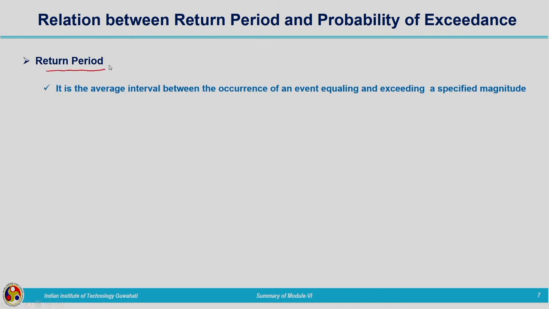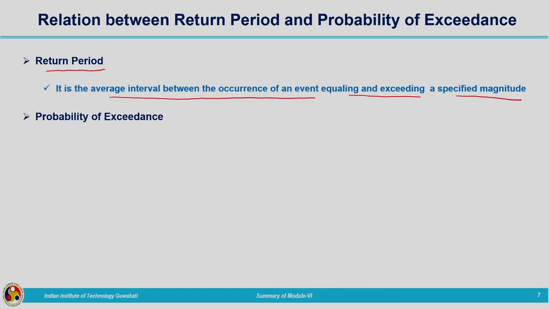In relation to frequency analysis, we have understood terminology such as return period and exceedance probability. Return period is the average interval between the occurrence of an event equaling or exceeding a specified value. It's mainly the average interval of time of occurrence of a particular event having a certain magnitude, which may be equal to that value or exceed that specified magnitude.